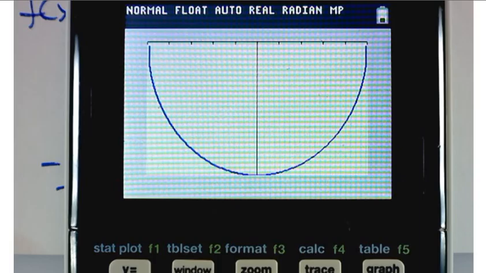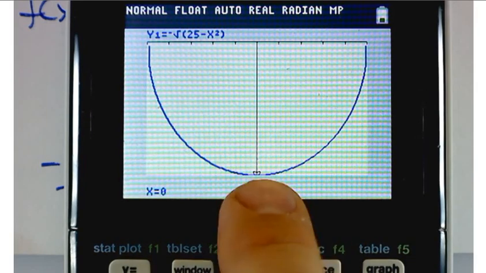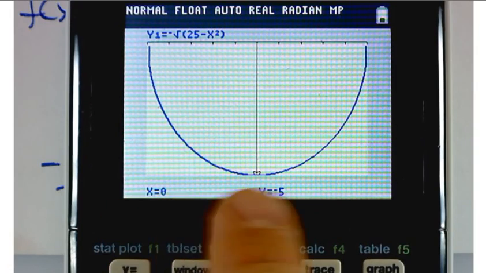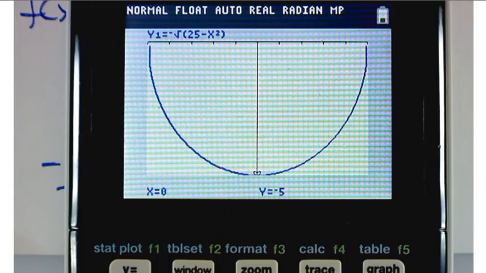Yay. Now, it might not look like the bottom half of a circle, but it is. If you look at x equals 0, we've got -5. That's as low as this function goes.